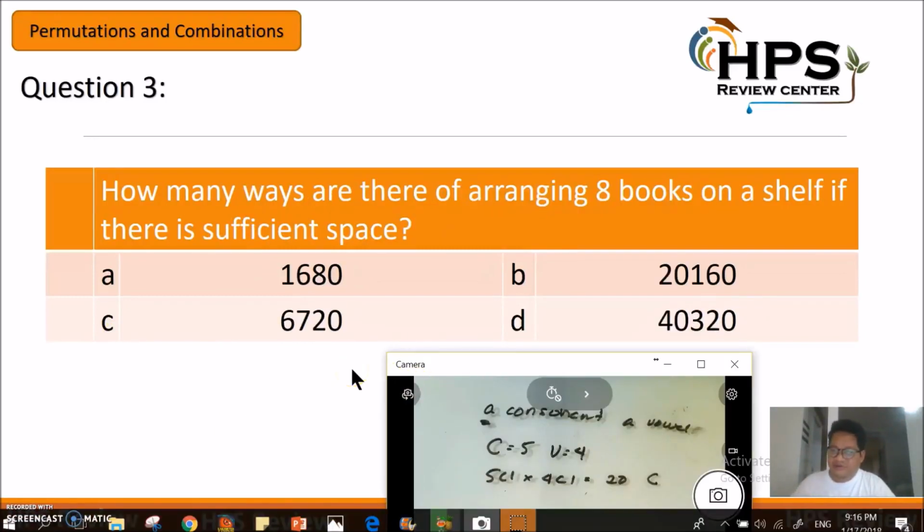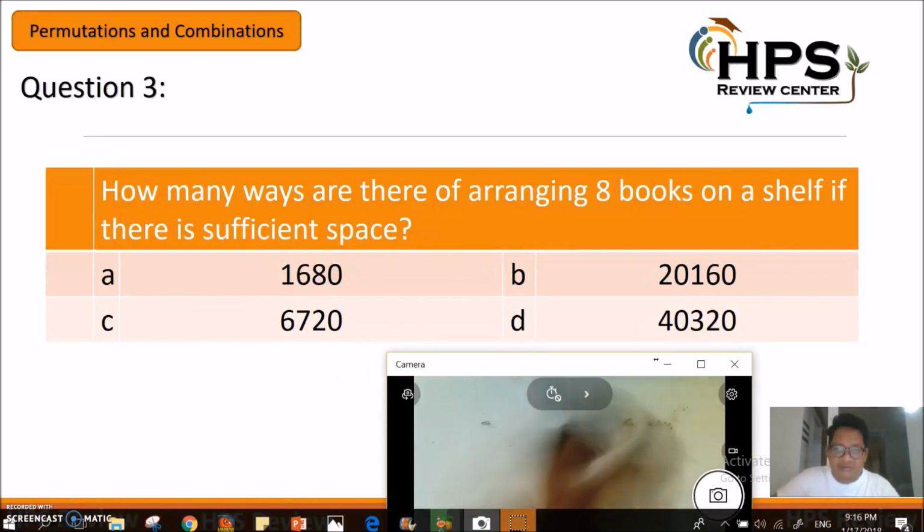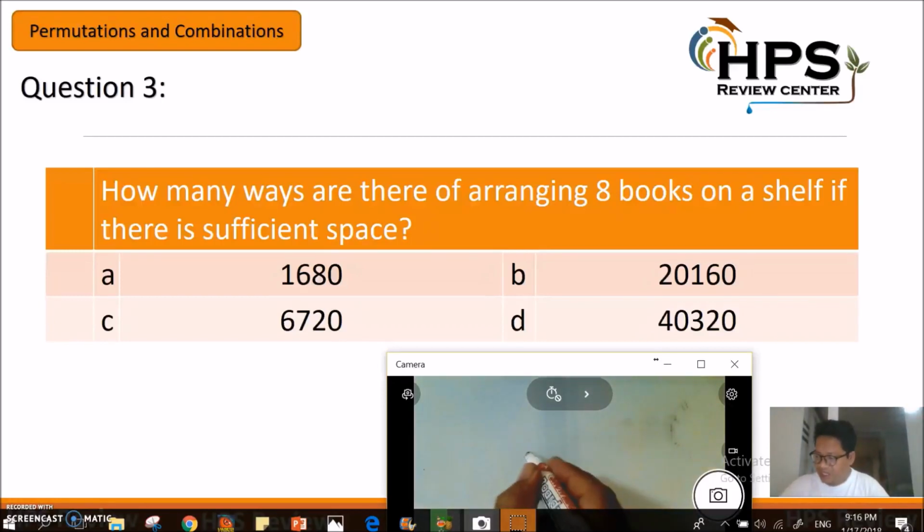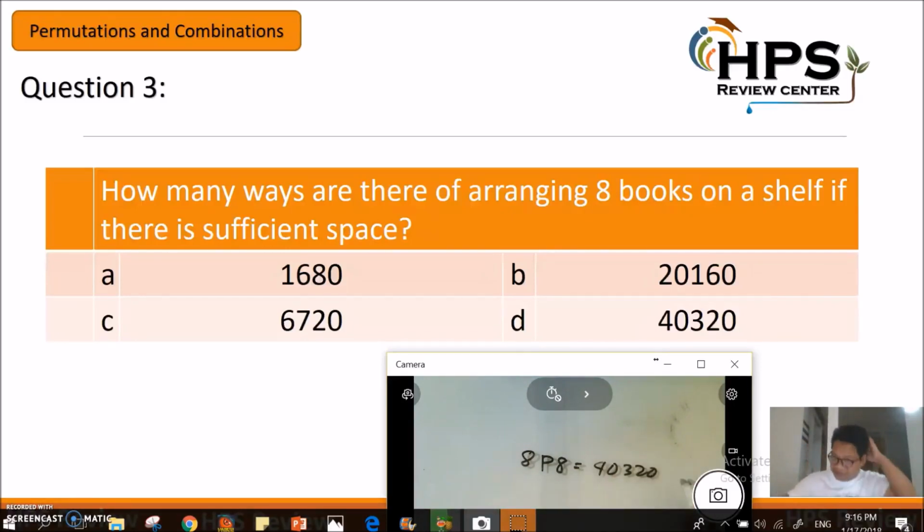How many ways are there of arranging 8 books on a shelf if there is sufficient space? So you're going to arrange 8 books and there are 8 shelves, so that is 8P8. All you have to do is to press it into a calculator again. 8 shift P8 is 40,320. Or if you still don't understand the permutations, you can go back and watch the videos that I created.